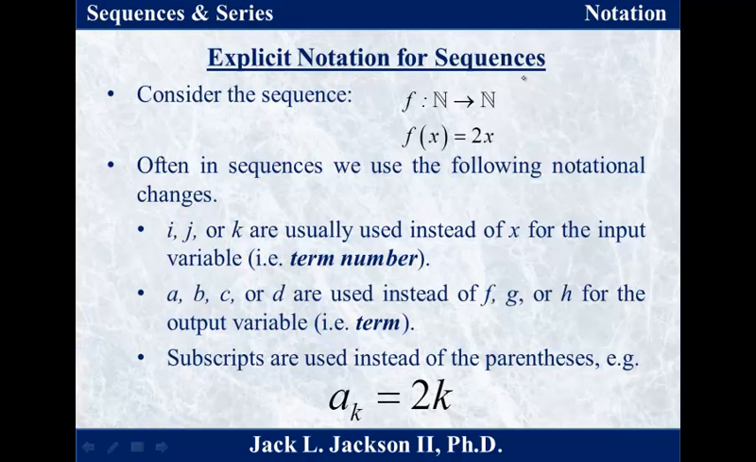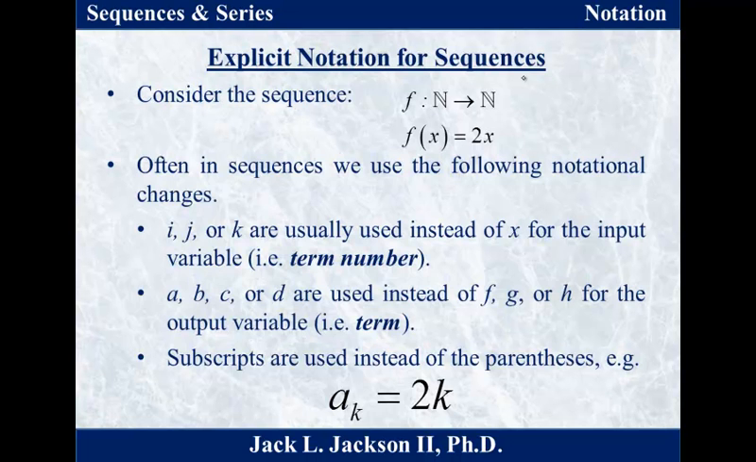So basically we have a function, for example, that maps the natural numbers into the natural numbers by the rule f of x equals 2x. This would be how we might write it for a general function. But in sequences we often make some changes in the notation. Typically when we have functions and relations in general, we tend to use letters like x and y, and for the names of functions, letters like F, G, and H in that part of the alphabet.